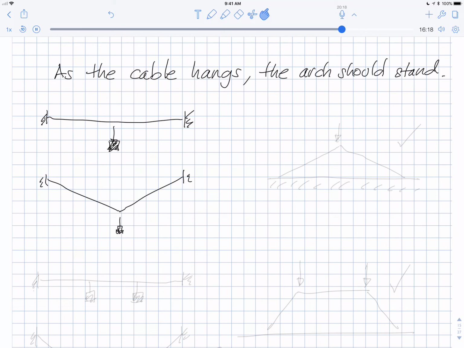If you were to make a bridge, it should stand the opposite of that. So you flip it over, and then this would be the ideal shape for the bridge. So let's try another one.